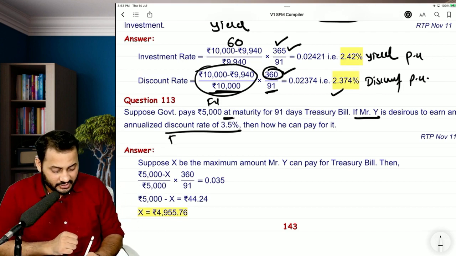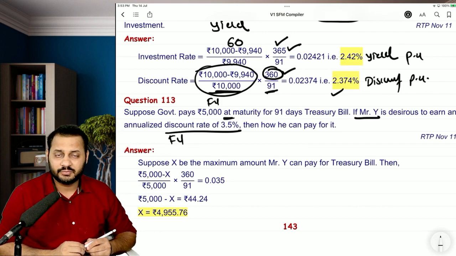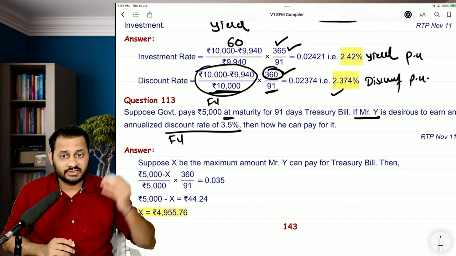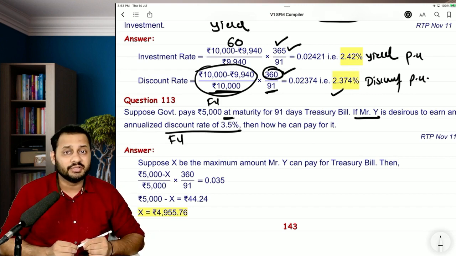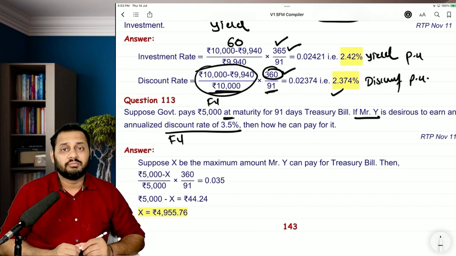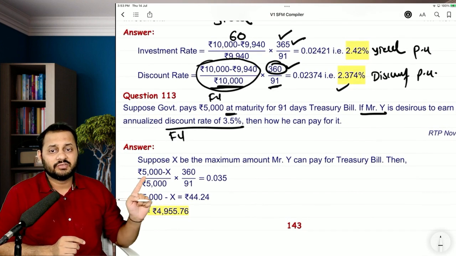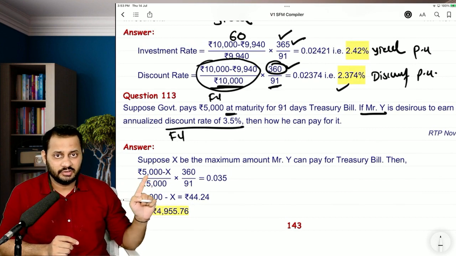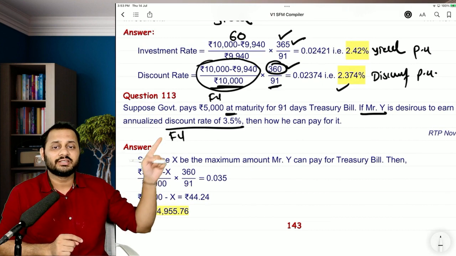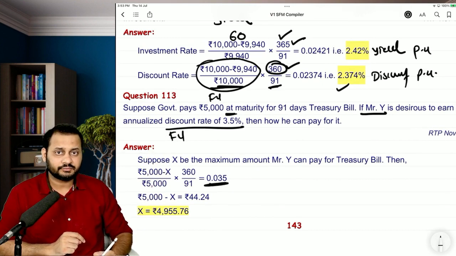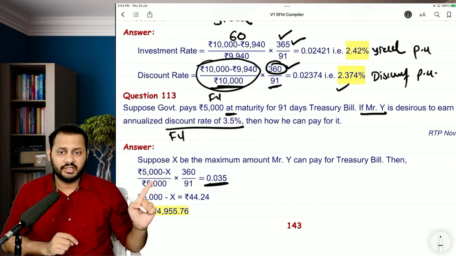And please understand, if the discount rate is given, it will be calculated on the face value, not on the investment. This is where students make mistakes. This is a very easy question, but students will ultimately land up making a mistake by calculating the discount rate on the yield. You can clearly see 5,000 minus X is the total discount for the bank and the total return for the investor. But since we are calculating a discount rate of 0.035, the denominator that will be taken is the face value, 5000 into 360 by 91.